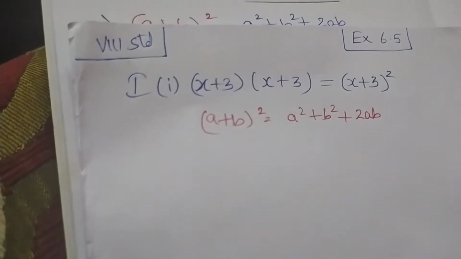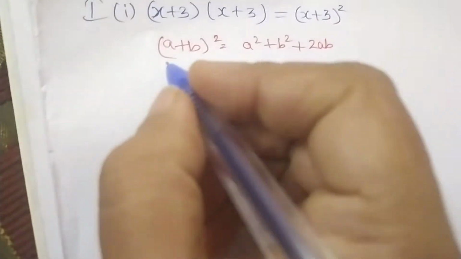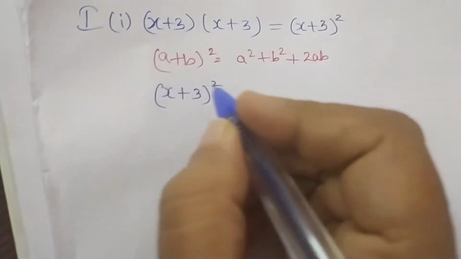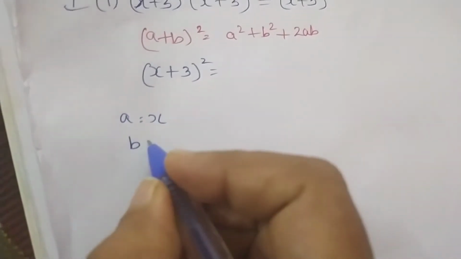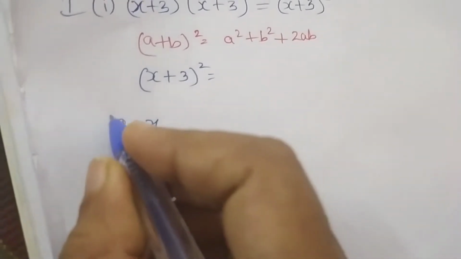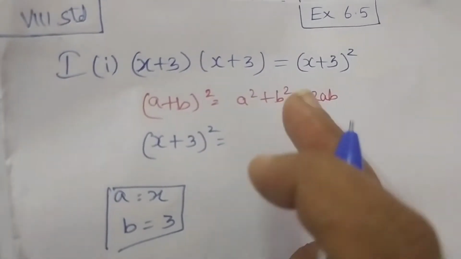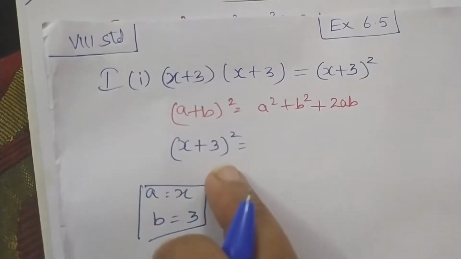So what is the value of a and b in this question? x plus 3 the whole square will be equal to, what is a? a will be x and b will be 3. So remember these two things: wherever there is a, we'll write x, wherever there is b, we'll write 3.